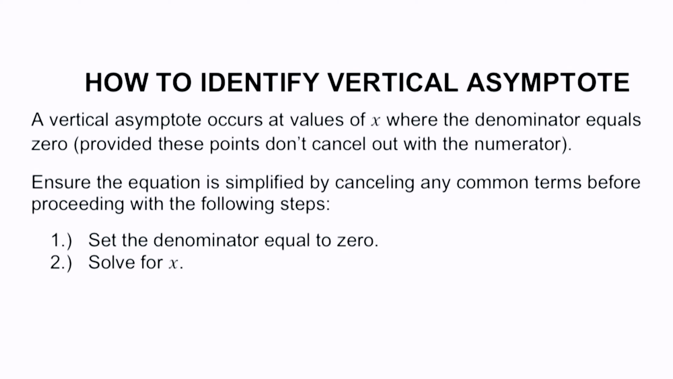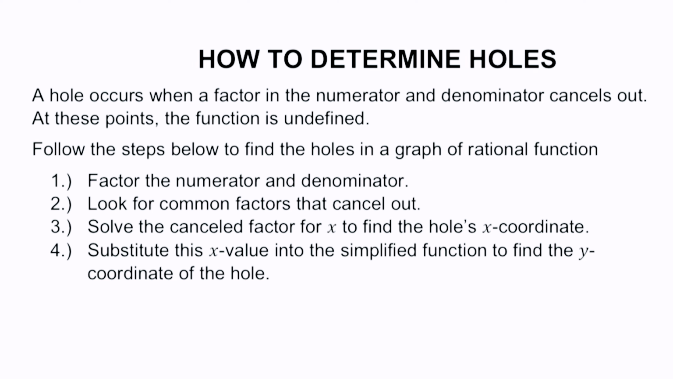So how do we find the holes in rational functions? Holes in rational functions occur when a factor in the numerator and the denominator cancels out. At these points, the function is undefined. So these are the steps to find the holes of a rational function. First, we factor the numerator and the denominator. After that, we look for common factors, and we cancel them out. And after that, we solve for the canceled factors. Whatever was canceled, we solve for x. And this represents the x coordinate of the hole.